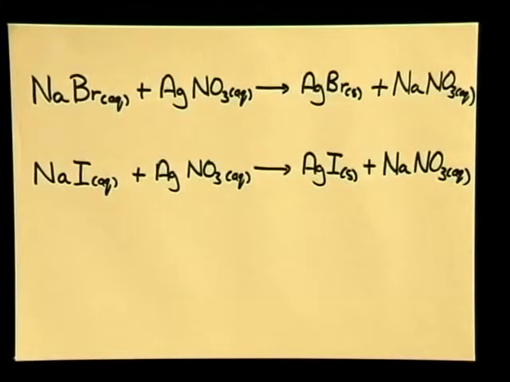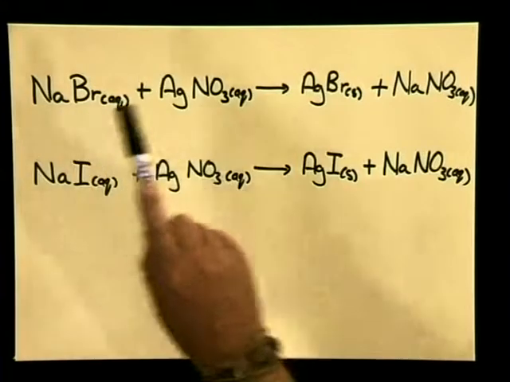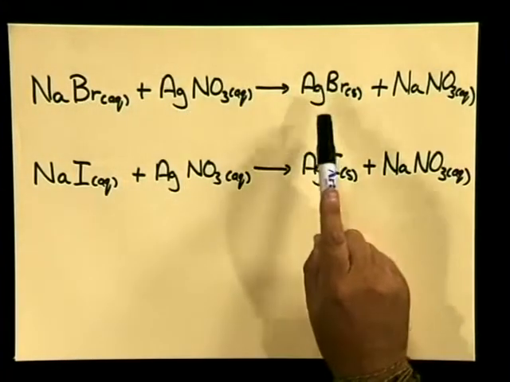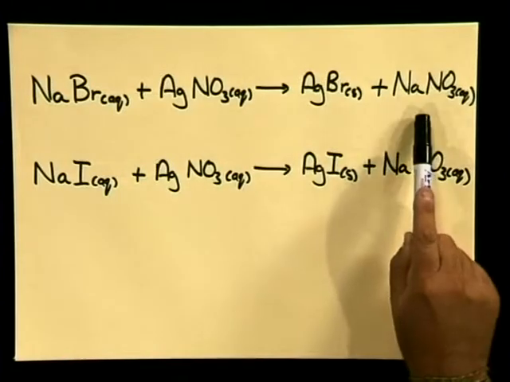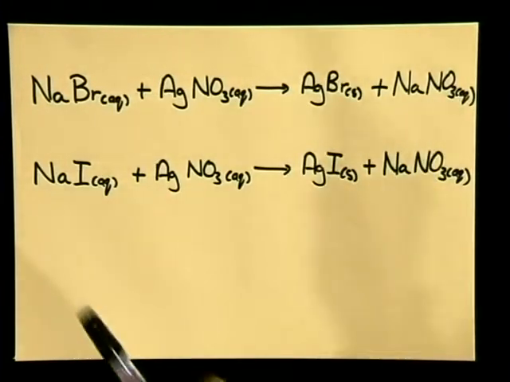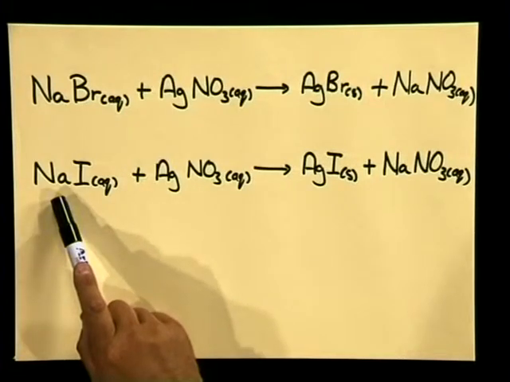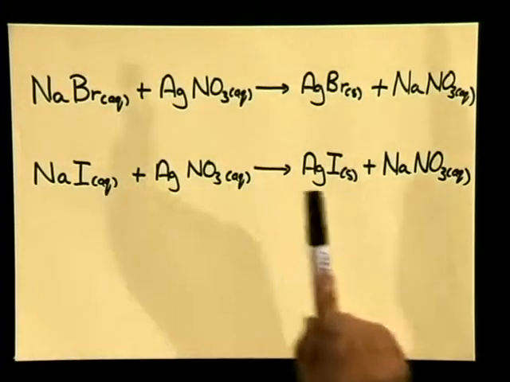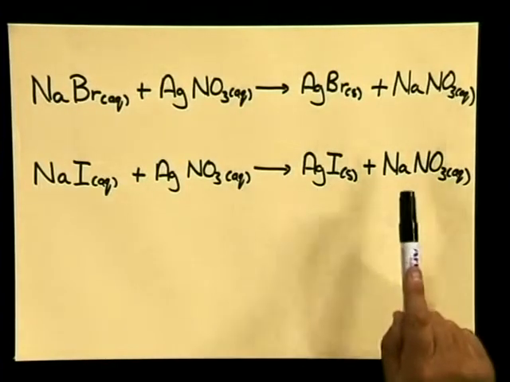Now let's write equations for the other two reactions, namely for the bromide and the iodide salts. Note carefully how the ions have swapped around in each of these reactions. Here we can see that sodium bromide will react with silver nitrate to form our precipitate of silver bromide and our aqueous solution of sodium nitrate. In our second equation, sodium iodide will react with silver nitrate to form our precipitate of silver iodide and our aqueous sodium nitrate.